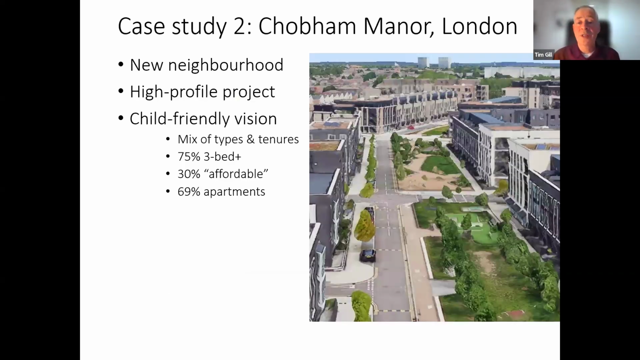So that's my first case study. The second is from my own city, from London. And it's a story of one chunk of a very high profile new district again in the city. So this is the Olympic site where we had our 2012 Olympic Games. And one of the first neighborhoods to be developed is Chobham Manor. And a child-friendly lens was central to the vision for this new neighborhood. And so there's a significant proportion of family homes, but it's apartment living, again, a bit like Vauban. But one of the most prominent ingredients of this new neighborhood was the linear park, the park that you can see in this photo.